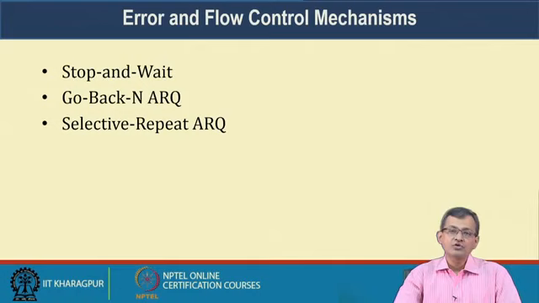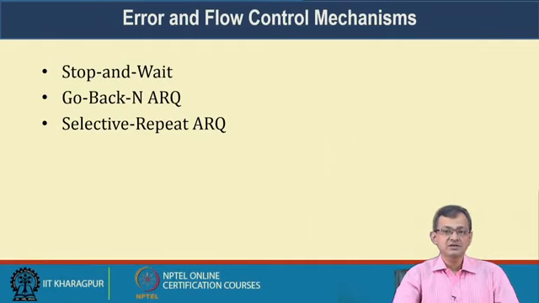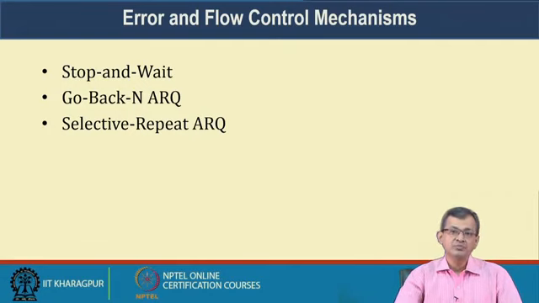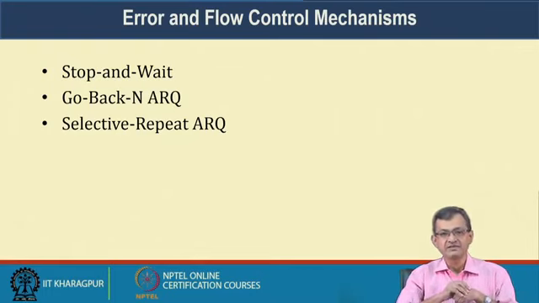So, error and flow control mechanisms, as you might have seen earlier also. One is the stop and wait mechanism, then the go back N ARQ mechanism, and the selective repeat mechanism. So, these are the three predominant mechanisms which are deployed in layer 2 of our standard local area network implementations.